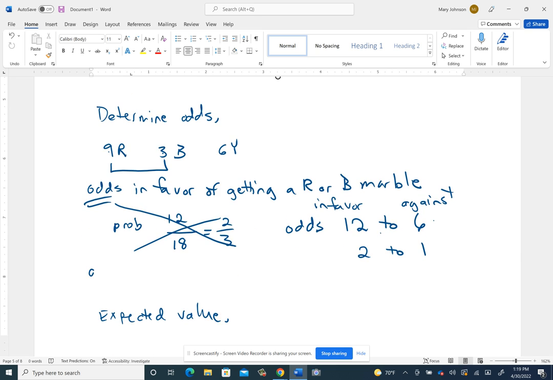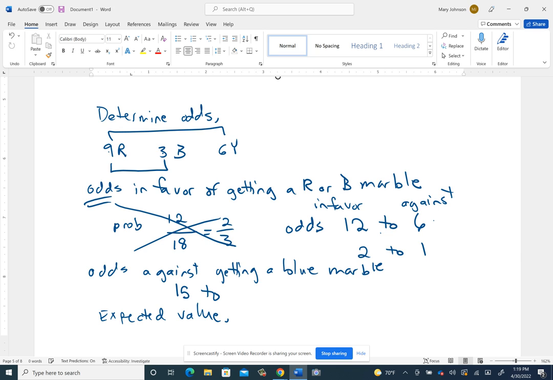All right. And then another one I did was odds against getting a blue marble. So that's what you're looking for. That's what you want to have happen, is not getting a blue marble. Against getting a blue marble would be 15 to getting a blue marble, which is 3. And that can be simplified by dividing by 3. So it would be 5 to 1 odds.